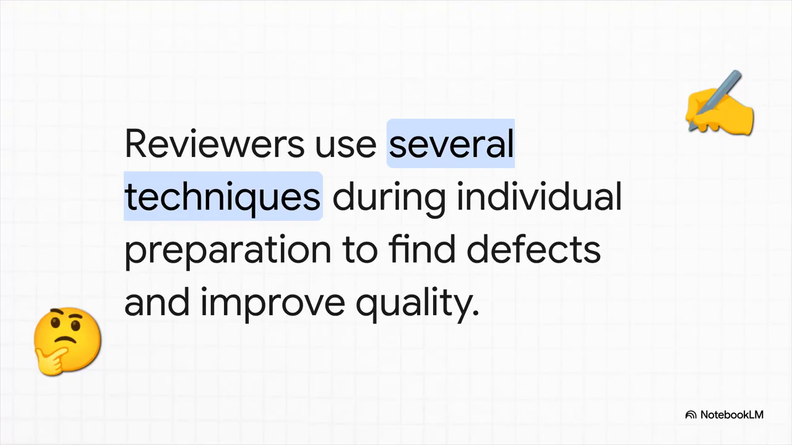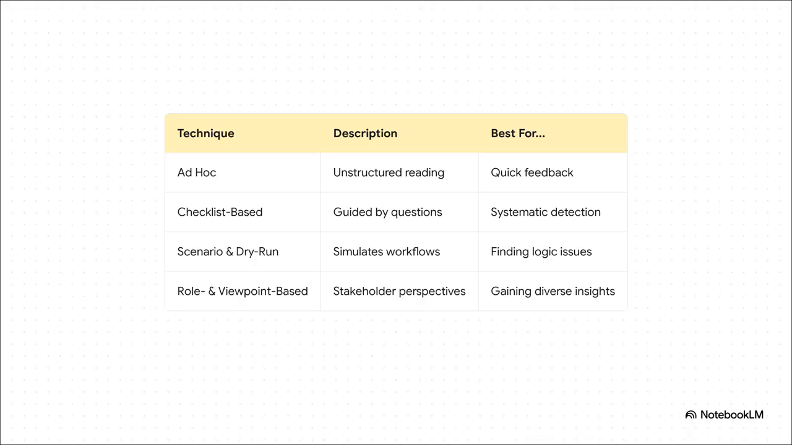That's exactly right. So remember that individual preparation phase we talked about? When a reviewer sits down to do that work, what do they actually do? They don't just stare at the page and hope to find errors. They use specific structured techniques to make their analysis way more effective. So there are basically 4 main techniques to pick from.